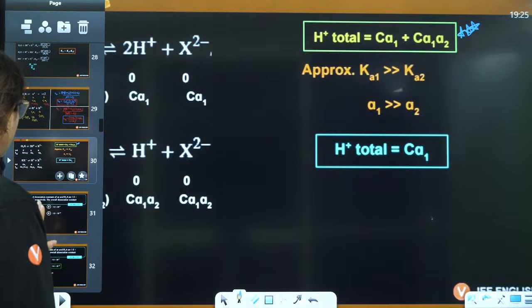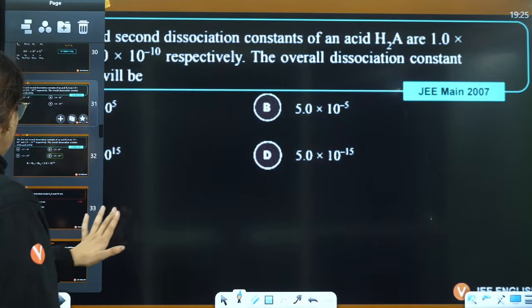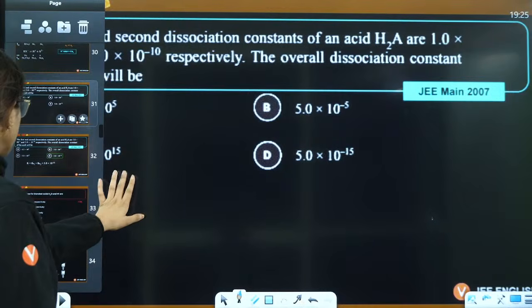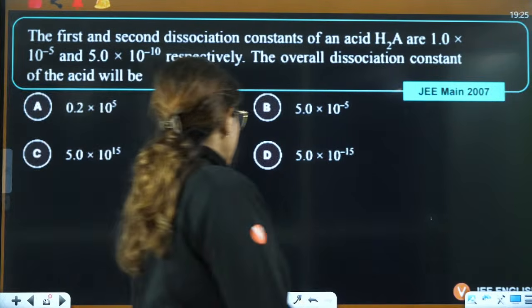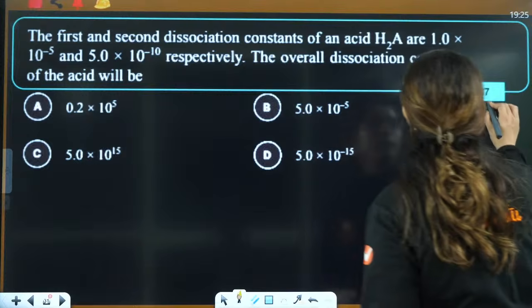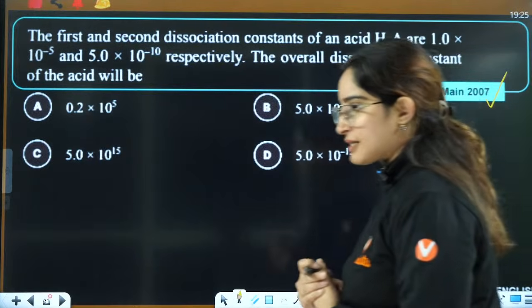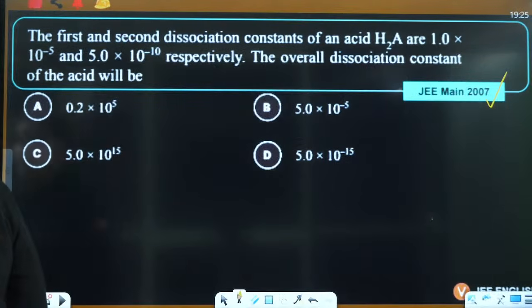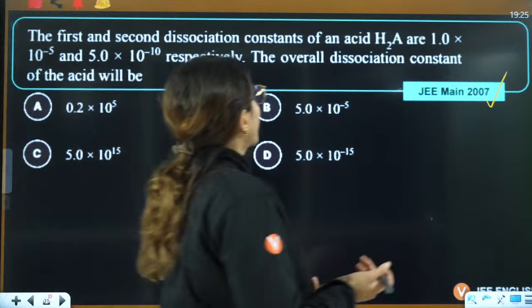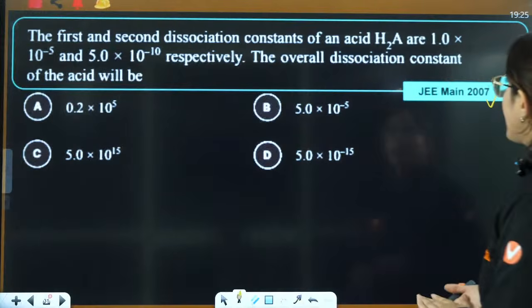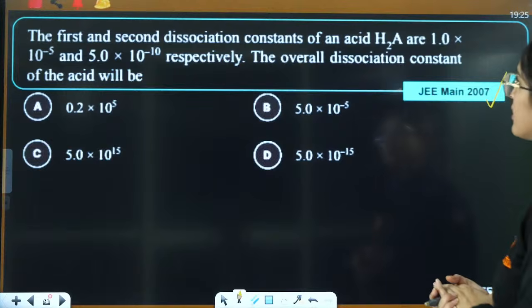Now let's see this question here, the first and second JEE 2007 question, which says the first and second association constants for an acid H2A are 1 into this.